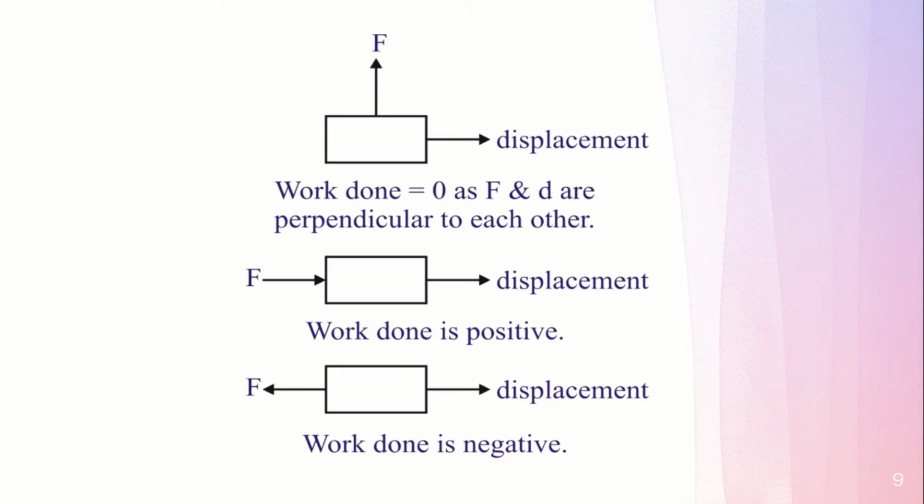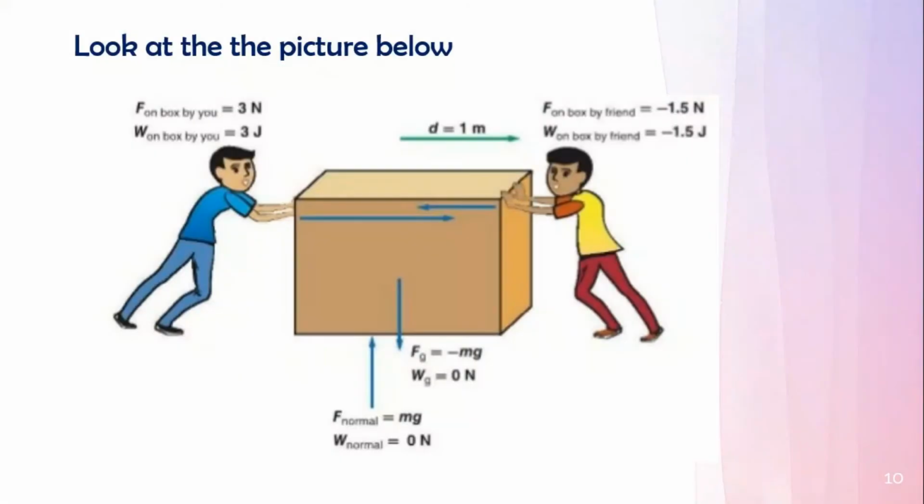Work done is positive if force and displacement have the same direction. Work done is negative if the direction of force is opposite the direction of displacement.